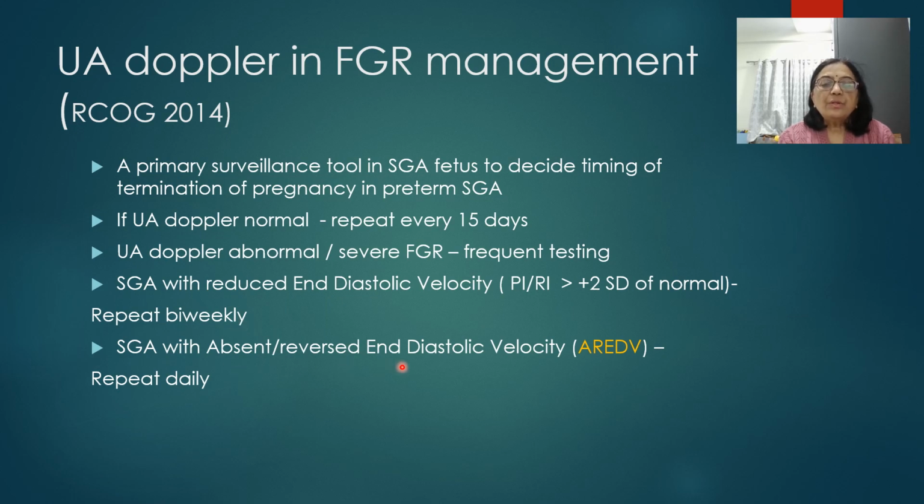Absent or reverse end diastolic flow, as we have already seen, is severe. It indicates more than 70% placental vessels being obliterated. So here, if it is a very preterm, early preterm HGA, and we need to gain some precious days, and we will need to take the pregnancy, say it is at 24 weeks, we need to take it to 26 weeks. In these cases, one needs to repeat it on daily basis.